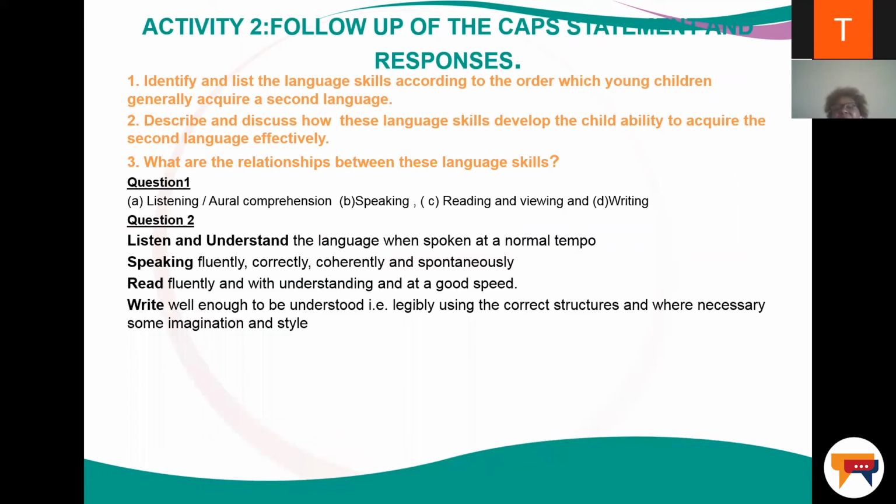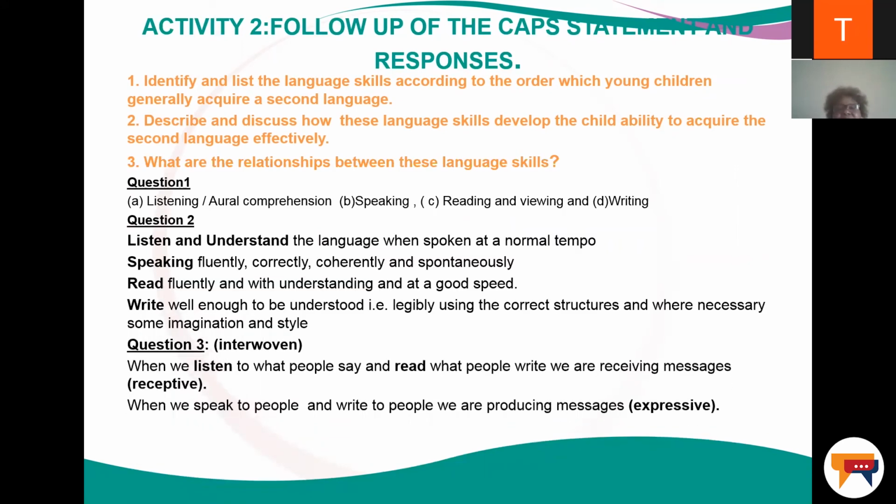Identify and list language skills according to the order: it's listening, speaking, reading, and writing. Question 2, describe and discuss, the two-part question. Listening is understanding the language when it's spoken. You are describing. Speaking is done fluently. Read fluently. Write well enough to be understood. So you are describing what they are, and then you can discuss them.